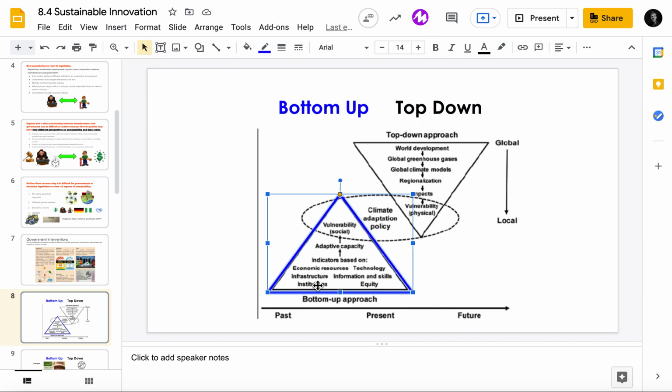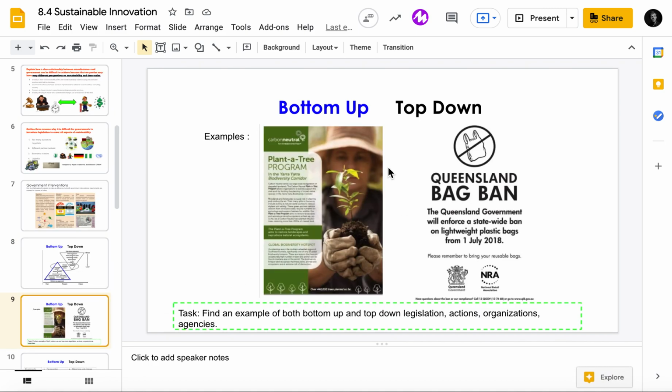But then there's also bottom-up, which is just small changes to try to make a kind of difference and make these changes in policy happen. So rather than doing global to local, they're thinking local to global, and that is bottom-up. Okay, top-down and bottom-up. So two examples.